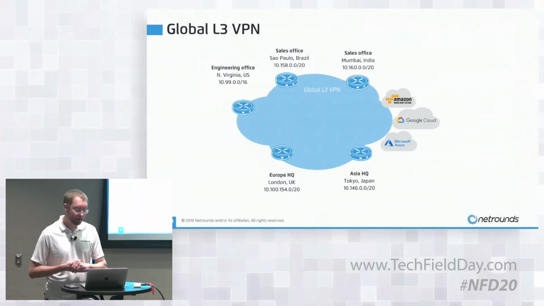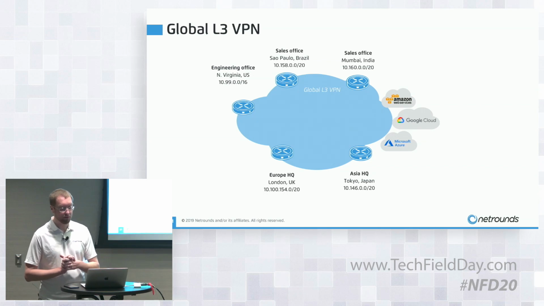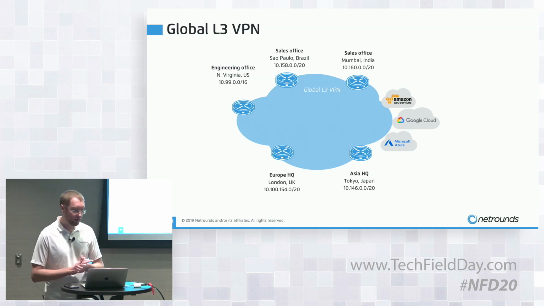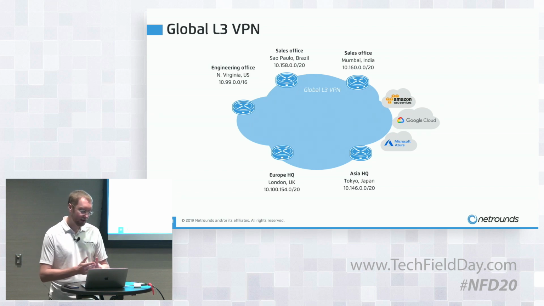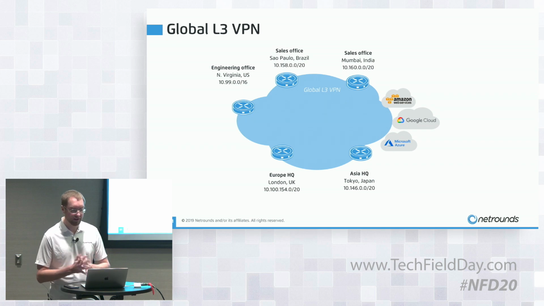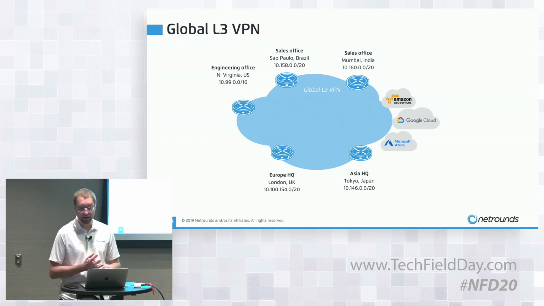To set the scene, what we're going to look at first is a global L3 VPN scenario. The demo scenario consists of four different sites. We have an engineering office here in the US, we have a headquarters in Europe, and one in Asia, in Tokyo. And then we have two sales offices in Sao Paulo, Brazil, and Mumbai, India.